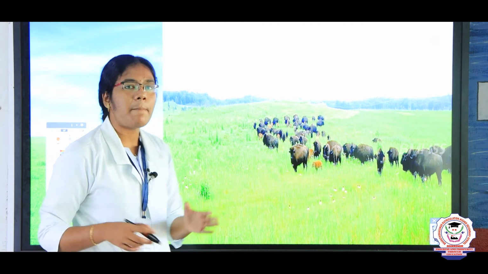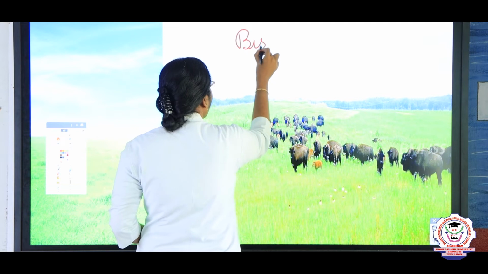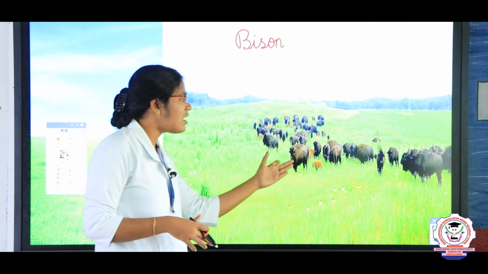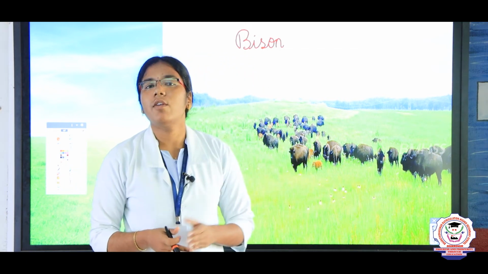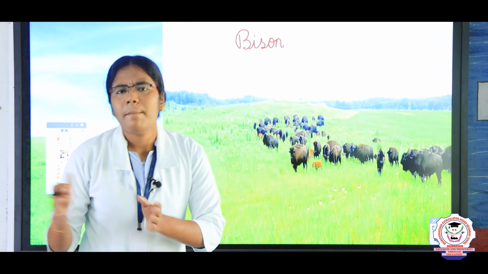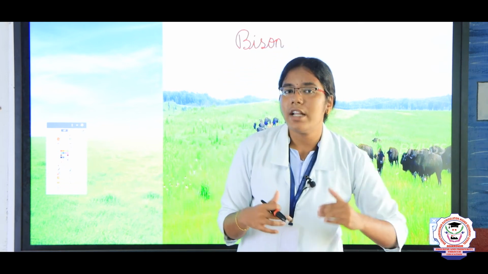Here we see bisons, children. So what is a bison? In Tamil we can say it as katerimigal, right? Before the arrival of European settlers, the prairies, the grasslands, were used as grazing ground for the bisons. Nowadays the bisons are being killed mercilessly. The bisons are in an extinct condition, which means they are in an endangered state. Why? Because they are being killed mercilessly.